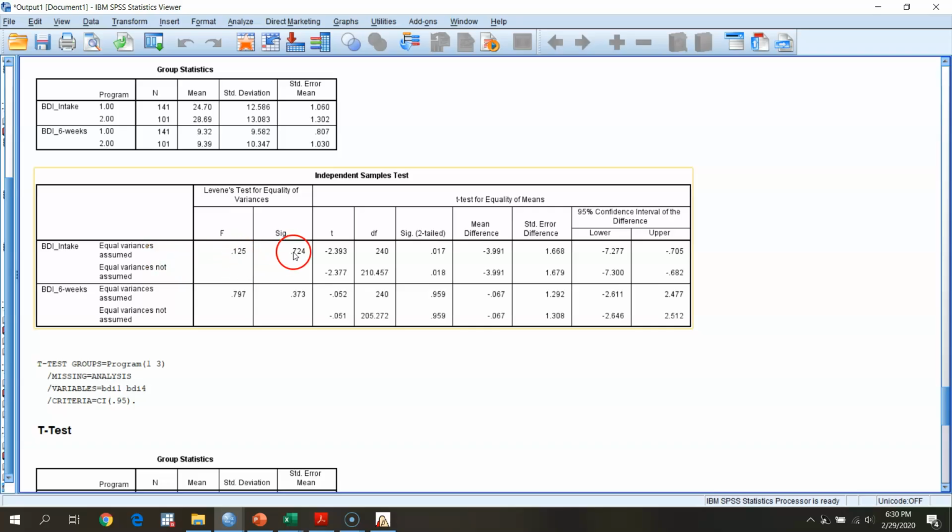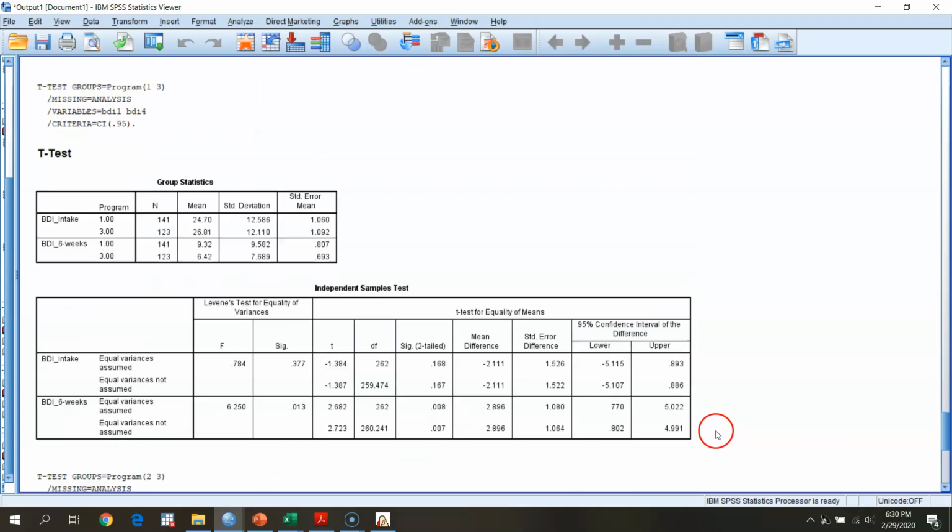We're seeing that Levene's test doesn't give us strong evidence of a violation of homogeneity of variance. So looking at groups 1 and 2 at intake, or at baseline, we're seeing a test statistic of 2.39, p-value of 0.017. It looks like we're not seeing differences between 1 and 2 at the end of treatment at 6 weeks.